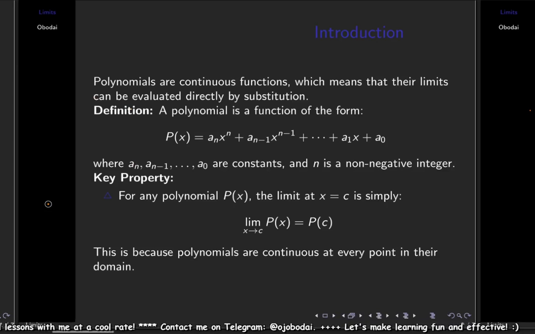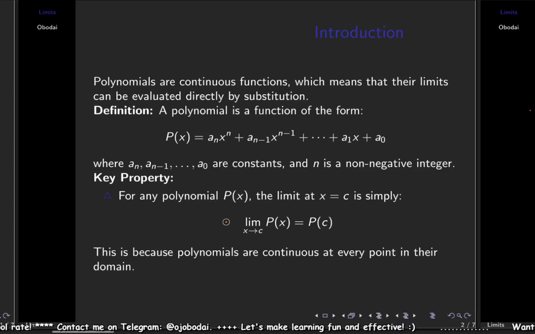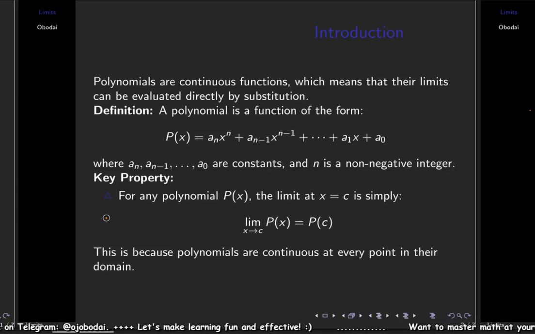But to get the limits of polynomials, all we do is substitute the value of x into our function. Just substitute the value where you want your limit into the function. The reason being that polynomials are continuous functions. They are defined on every point. So since they are defined on every point, the limit at that particular point exists. So let's quickly look at some examples and how we are going to solve these limits of polynomials.